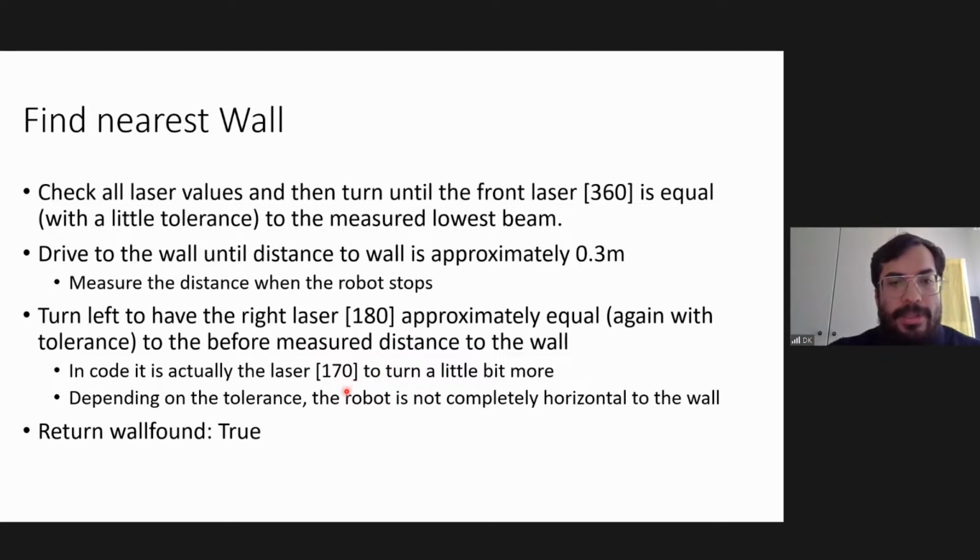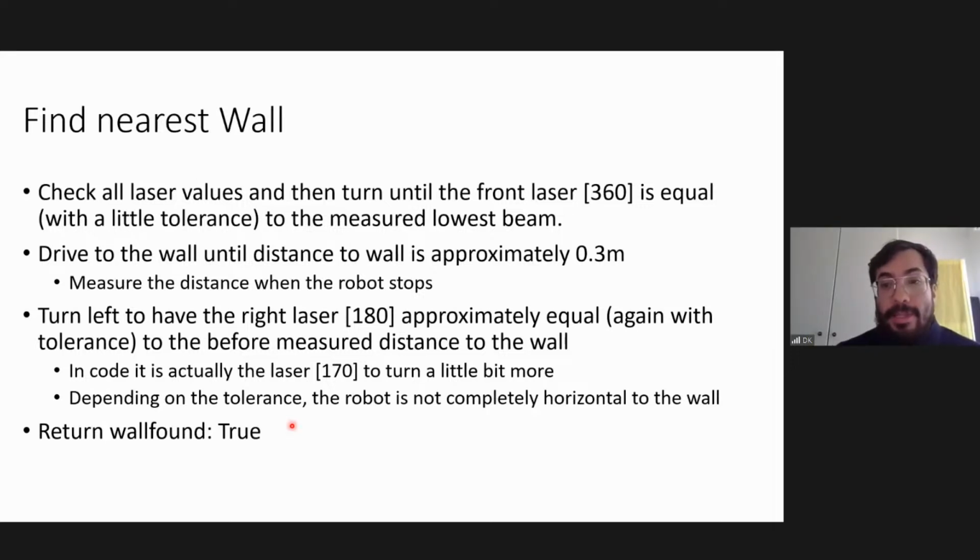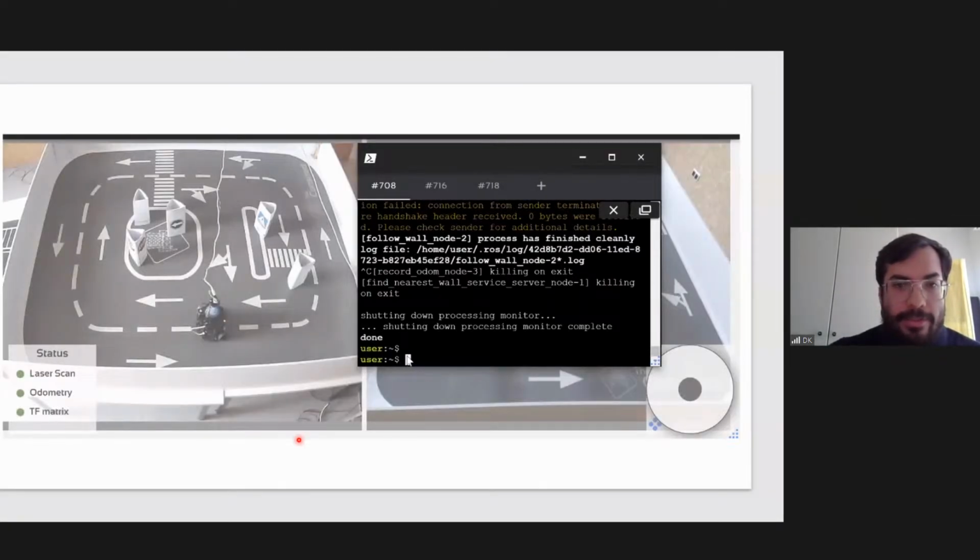I think in the code it's 170, just so the robot rotates a little bit more to be a little bit further away from the wall, to have a better starting position. Also here I have a tolerance, so that it can be approximately in range of the measurements. Then it returns a result, which is wall found true. And after the result is true, it can start following the wall.